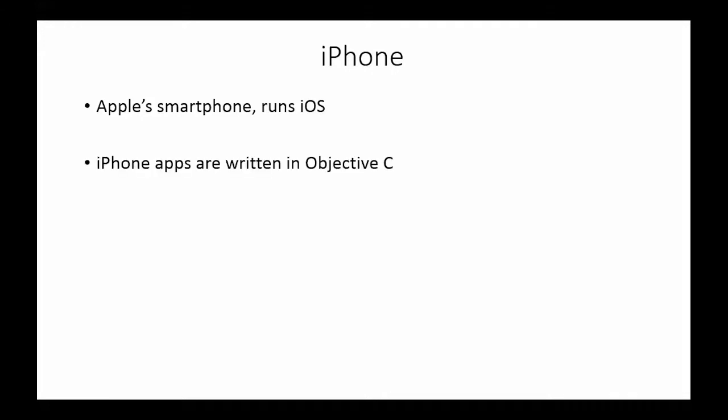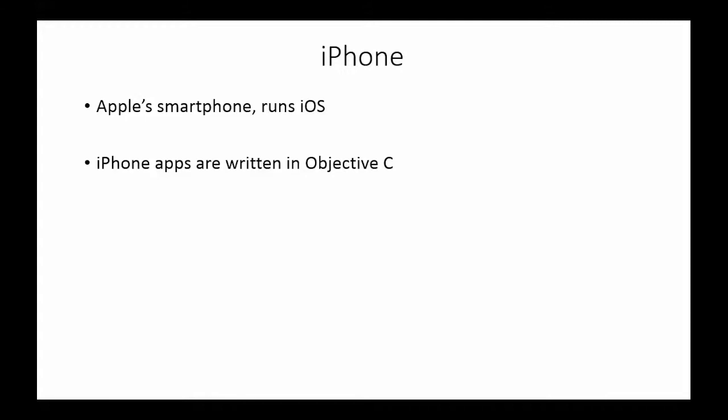So iPhone is obviously Apple's smartphone. Everyone knows that, I think. And it runs an operating system called iOS, which is Apple's mobile operating system. Just to clear up a little bit of confusion, iOS is analogous to Android, and iPhone would be analogous to something like the Samsung Galaxy S5. So iPhone is the phone, iOS is the operating system.